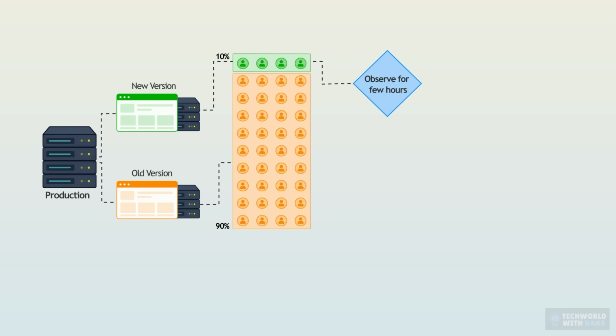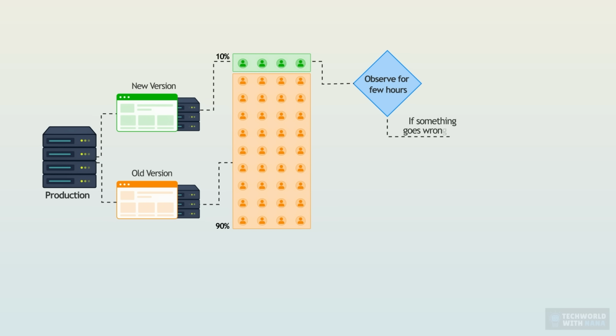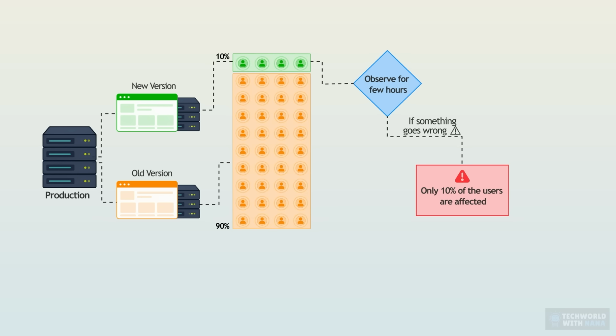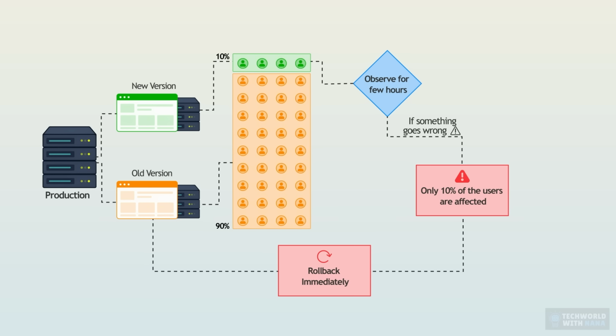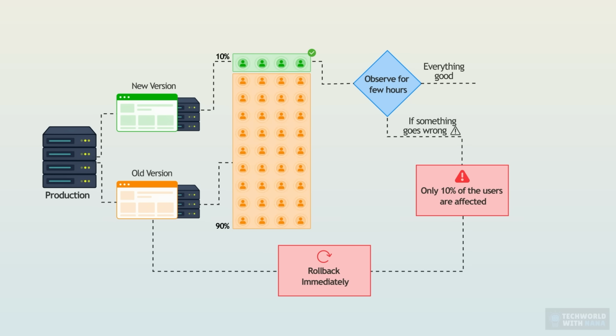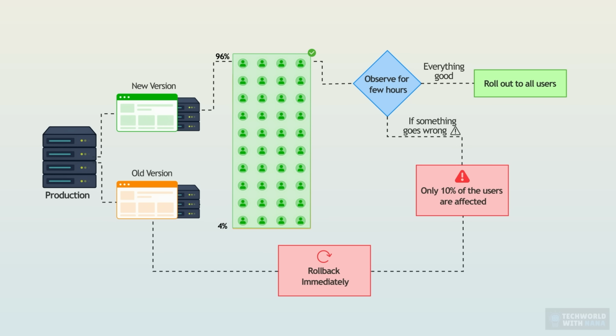Why? Because you can't possibly test everything beforehand, no matter how careful you are and how many stages you have. So if something still slipped through the tests, and if anything breaks, only 10% of users will be affected, not 100% of them. And you can roll it back immediately to the previous version. So this allows teams to observe the new version carefully, maybe for a few hours. If everything looks fine, then roll it out to everyone else.